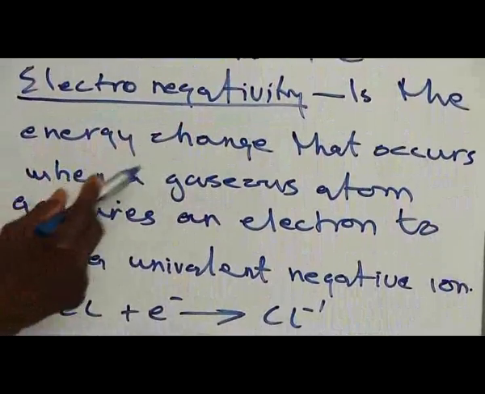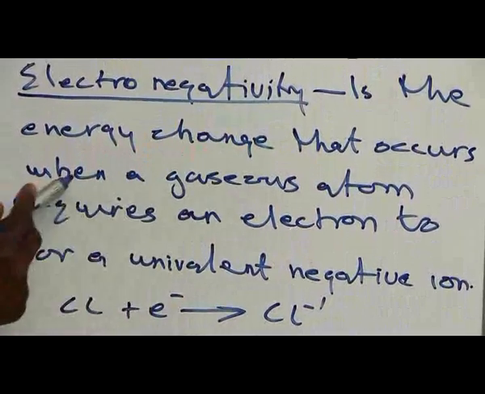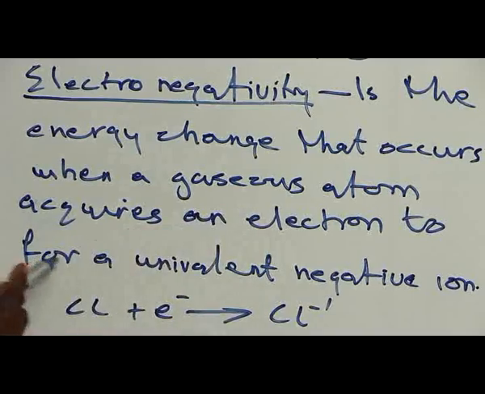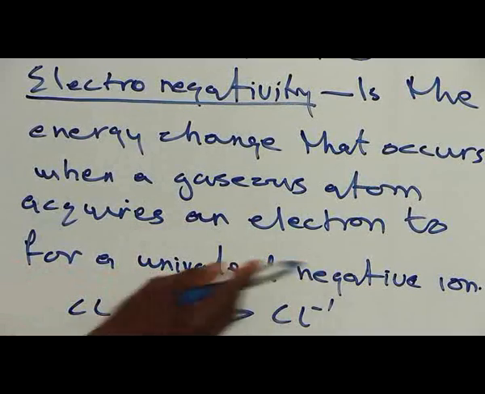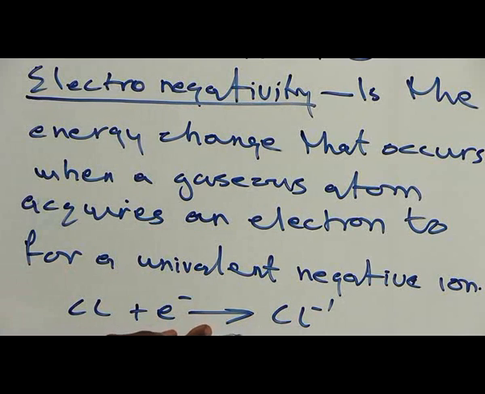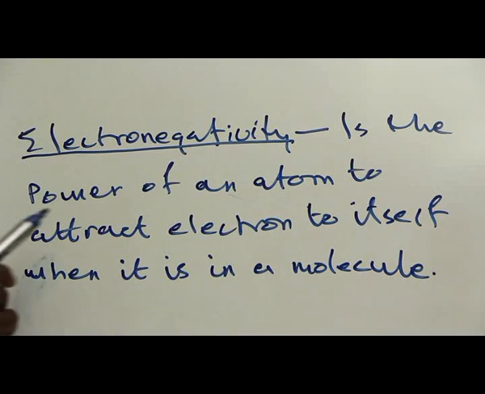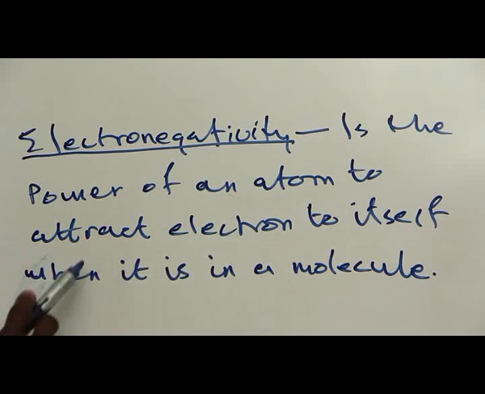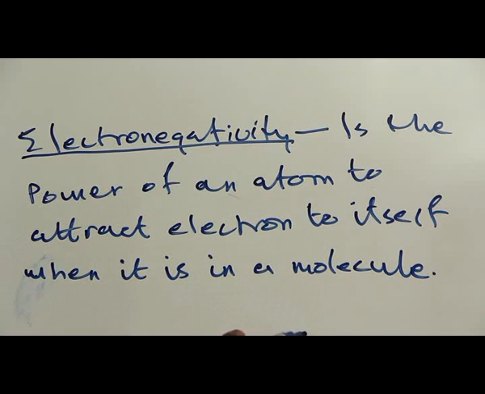Electron affinity is the energy change that occurs when a gaseous atom acquires an electron to form a univalent negative ion. A chlorine atom gains an electron to form an anion. Electronegativity is the power of an atom to attract electrons to itself when it is in a molecule.